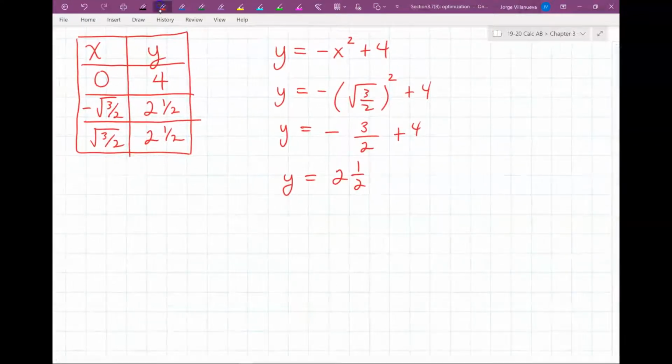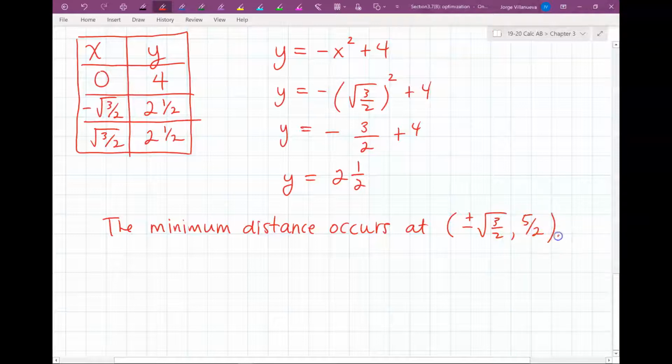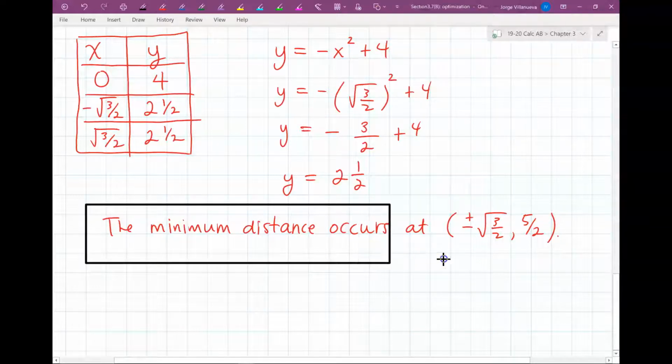Now let me write this down. The minimum distance occurs at plus or minus radical 3 over 2, comma 5 over 2. Okay? Now I did that using the eyeball test. Usually you can't do that on an AP exam.